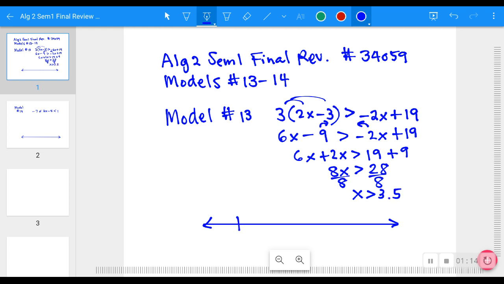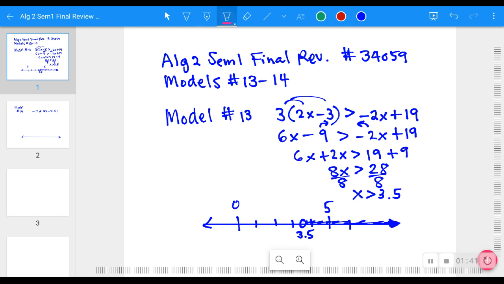Now to graph this, you want to start your scale. I like to number mine every fifth one. The greater than sign that we have in the middle means that we're going to be shading to the right of an open circle that's located at 3.5. So there's the graph that completes problem 13.